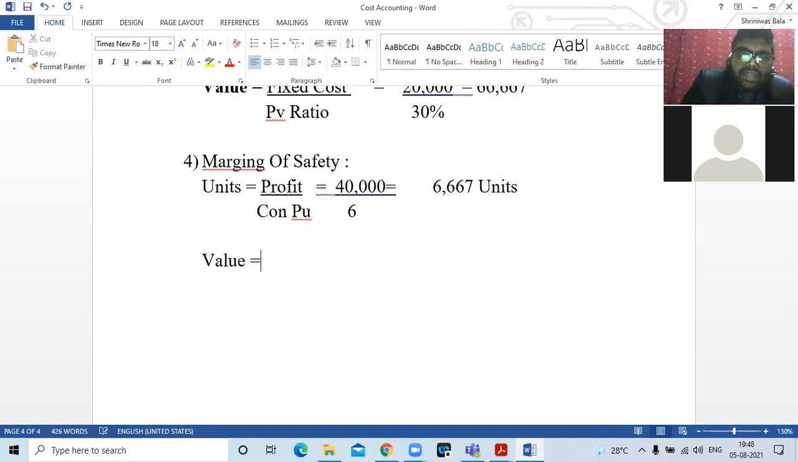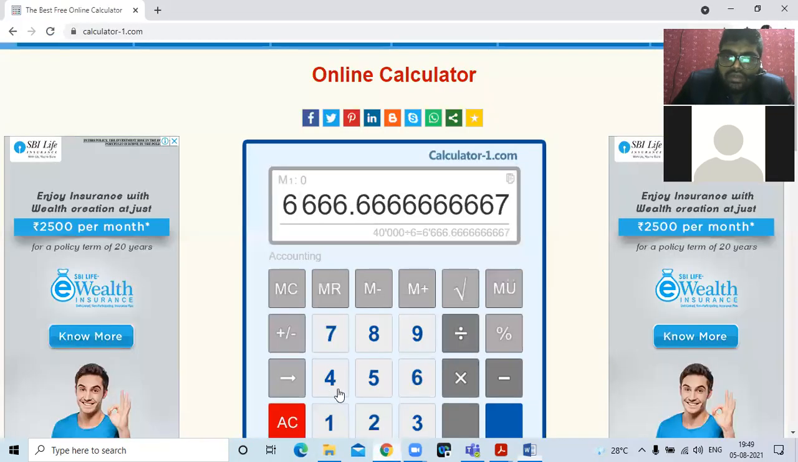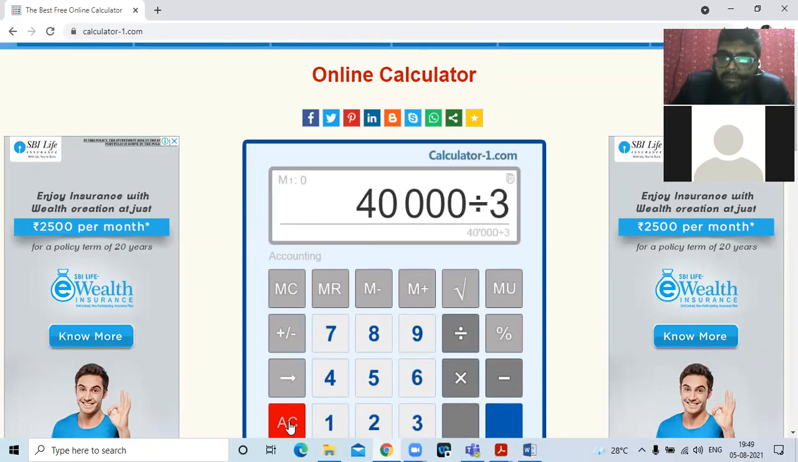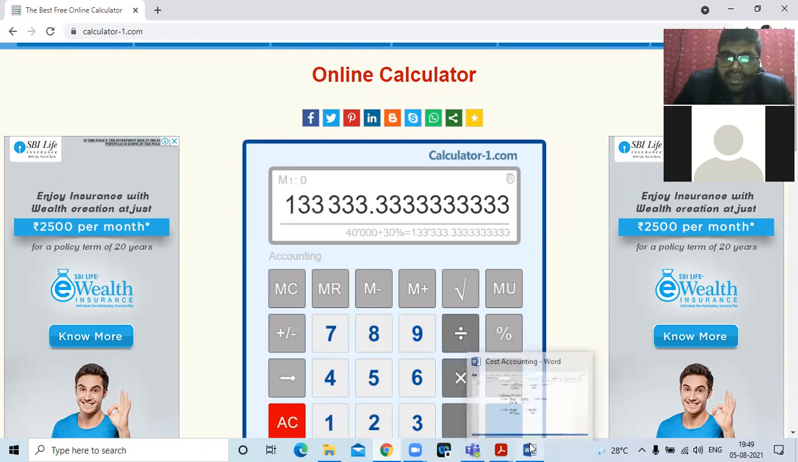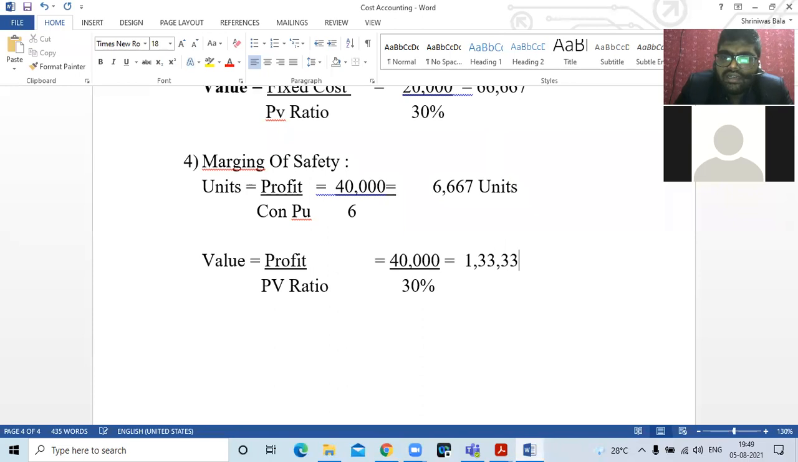Same way we can calculate your value also. Formula for that, profit upon PV ratio. Okay, so profit is your 40,000. PV ratio is 30%. So 40,000 upon 30% is 1,33,333. Okay, this is your margin of safety.